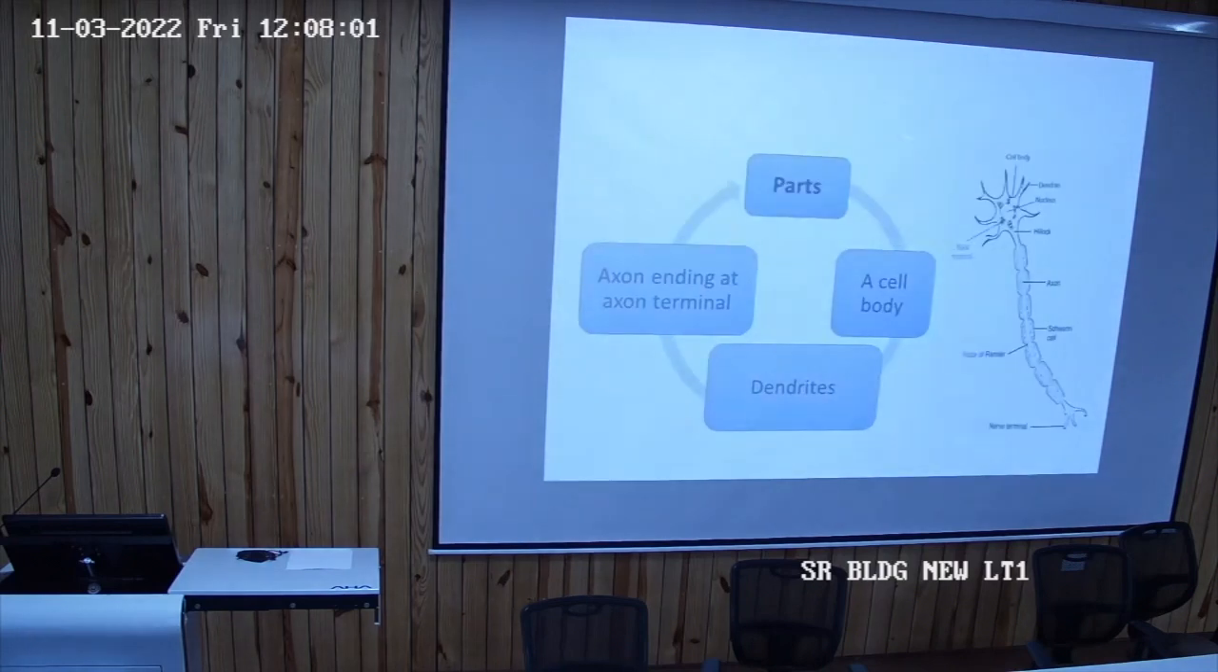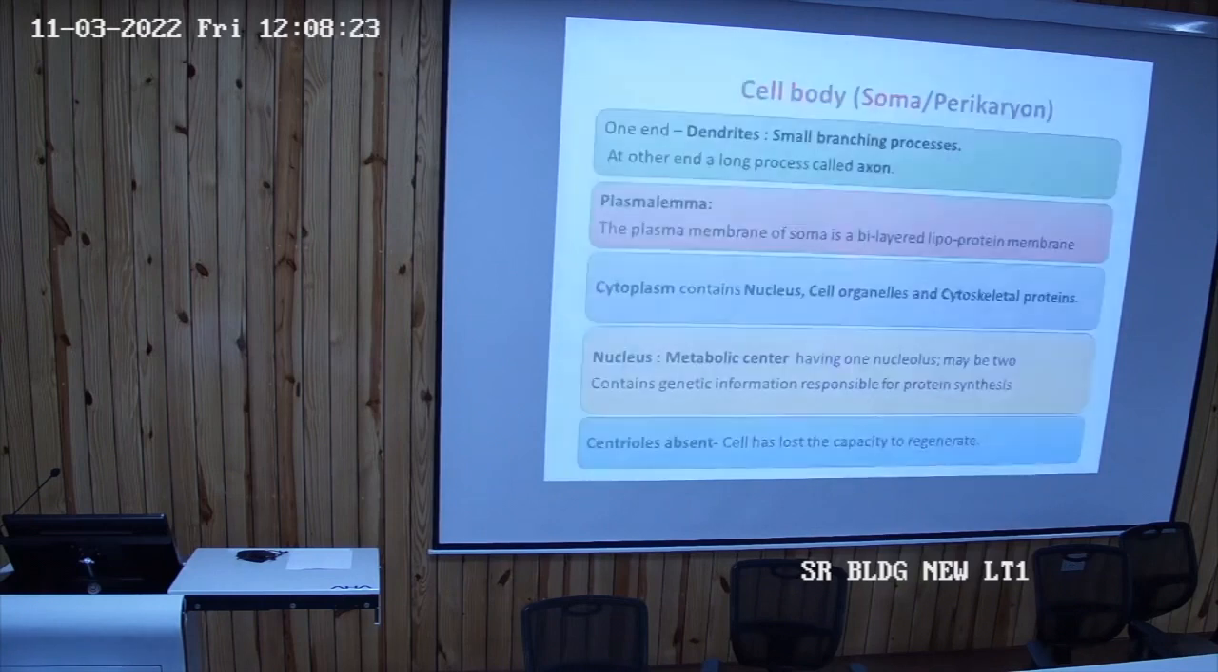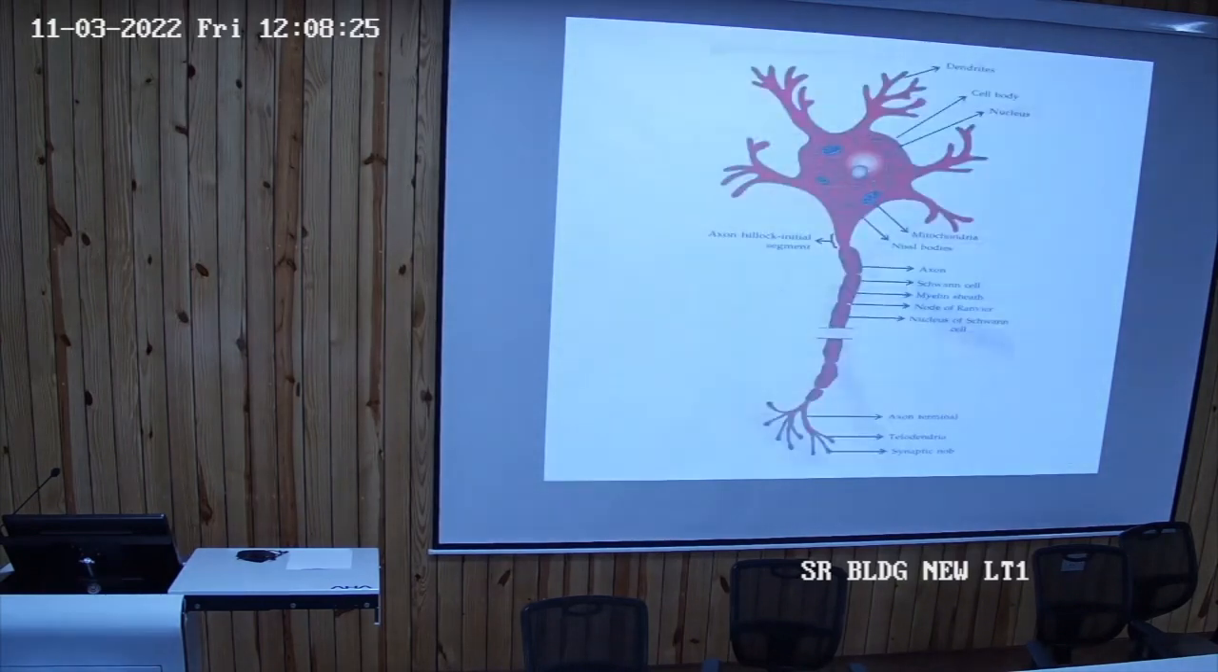Okay, and everyone knows that the neuron basically has three parts: the cell body, the long process that is called the axon, and the short process that is the dendrite. So basically these are the major parts. This is the broad diagram of this. You can see here, this is the cell body.